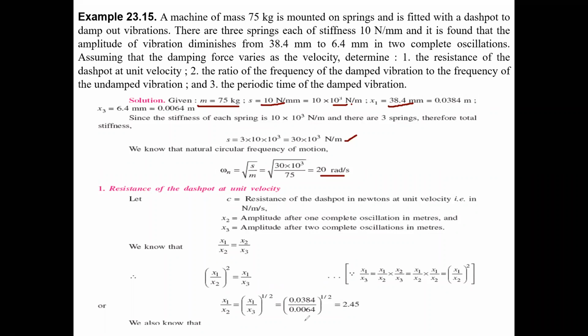So x1 is known and x3 is known. x1 is 0.0384 and x3 is 0.0064. Just make the calculation and find the value. So that value arrives here as 2.45.